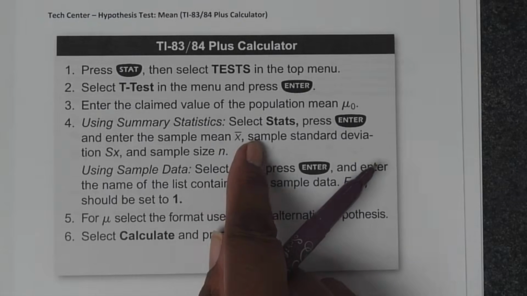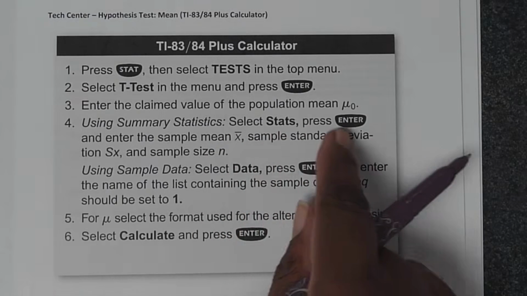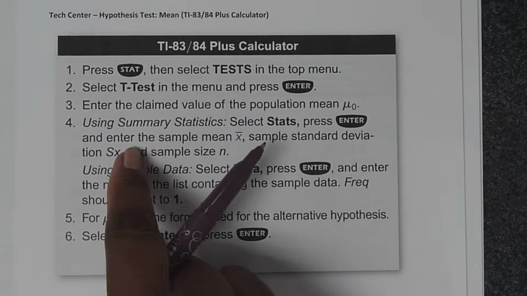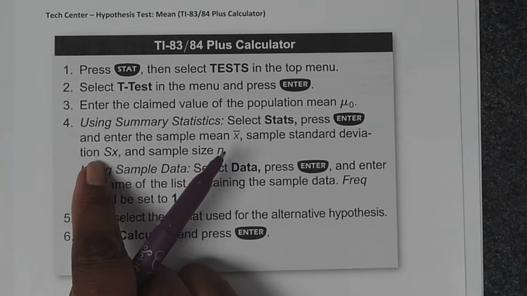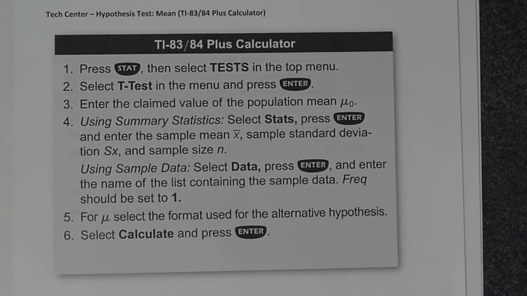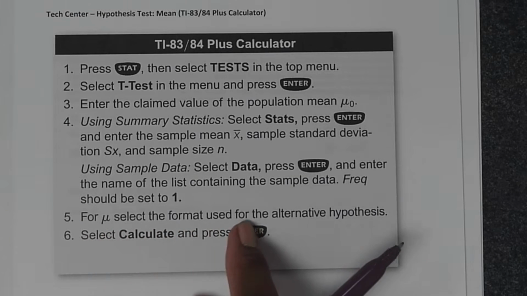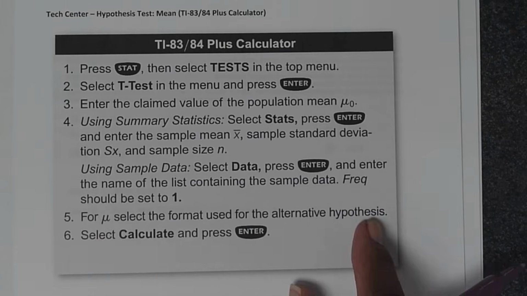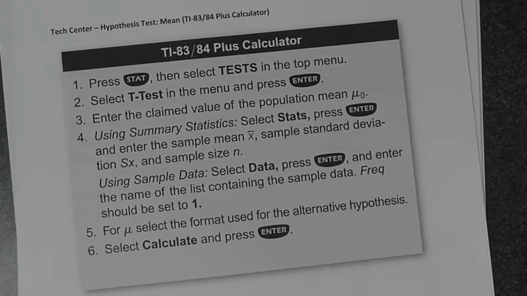Since we're using summary statistics, we're going to select stat. We want to make sure that's highlighted, then press enter. Enter the sample mean, which is your x bar. The sample standard deviation, that's going to be S sub x. Your sample size, which is n. Then step number 5 is for mu. You're going to select the format used for the alternative hypothesis, and then select calculate and press enter. So here's what we'll do here.